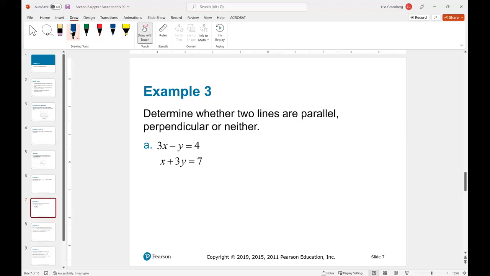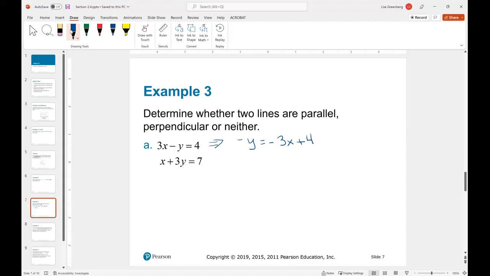So I'm going to do really exactly the same thing. I'm going to solve for y. So let's solve this for y. I would start by subtracting 3x from both sides. So I would have -y is equal to -3x plus 4.